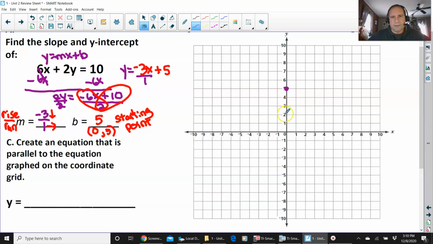Down 3, 1, 2, 3, to the right 1. Down 3, to the right 1. Down 3, to the right 1. And then one more. Down 3, to the right 1. I have to continue the pattern up here, fill in the whole entire graph. Up 3 instead of down, and to the left 1.